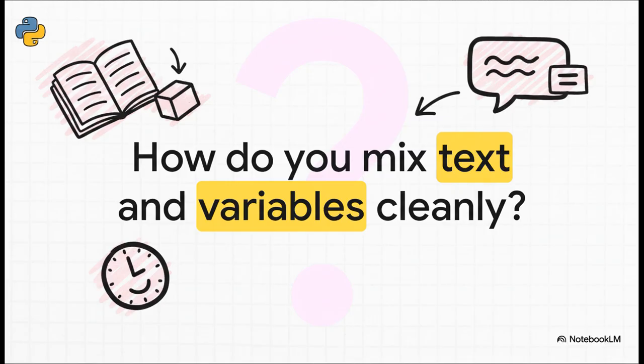Let's say you have a variable for age and it holds the number 15. You want to print a nice, clean sentence like, I am 15 years old. How do you combine the text part and the variable part without the code becoming messy and hard to read?